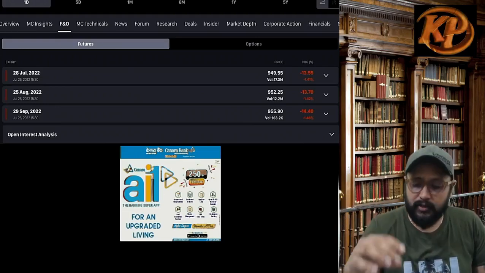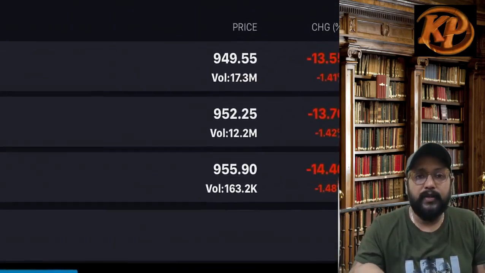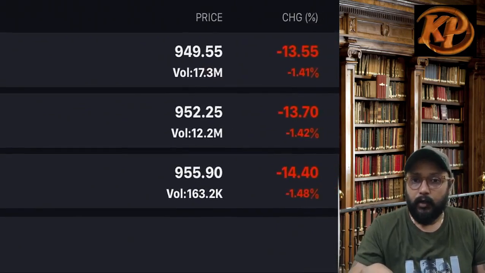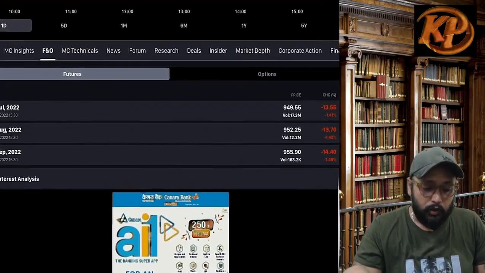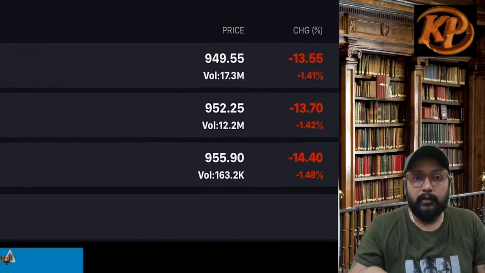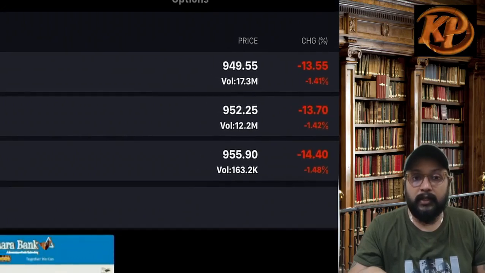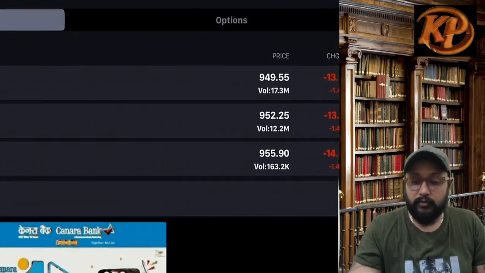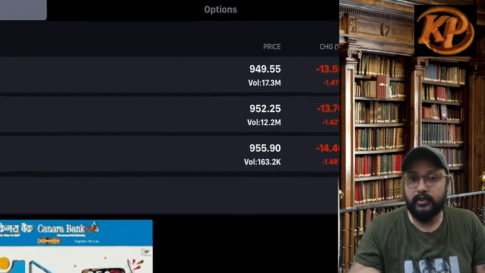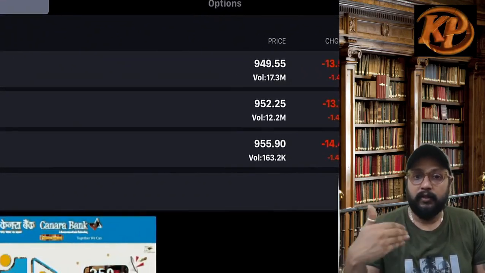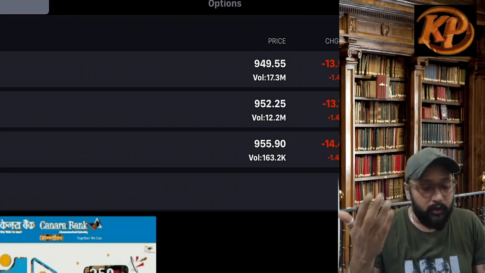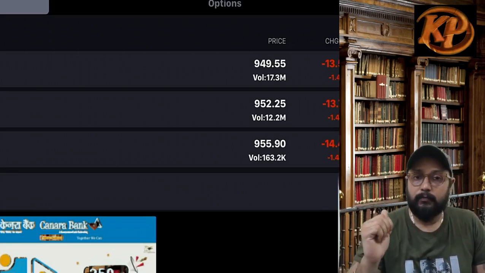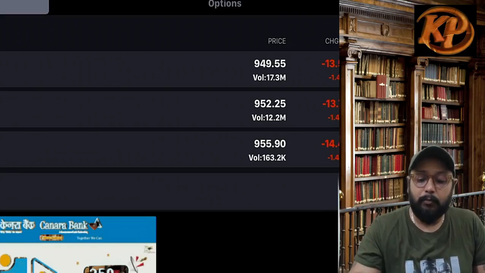It doesn't make much difference, because there is only a small difference in the price. Like in this case, July future is available at 949, August future at 945.2, and September future at 955.90. These are the different prices. Generally, the longer the maturity, the higher the price.